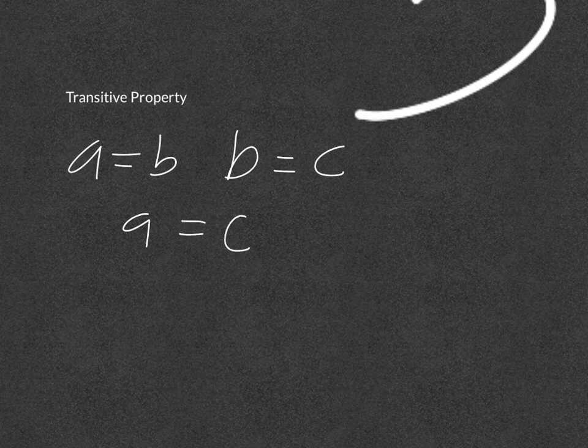So this property basically just cuts out this middleman, right? We know that they're both equal to B. We know that A is equal to B, and we know that C is equal to B, so that means they're also equal to each other, okay? That's the transitive property.